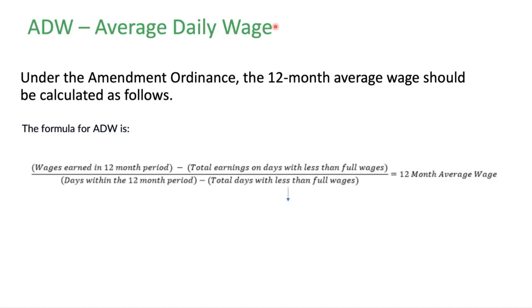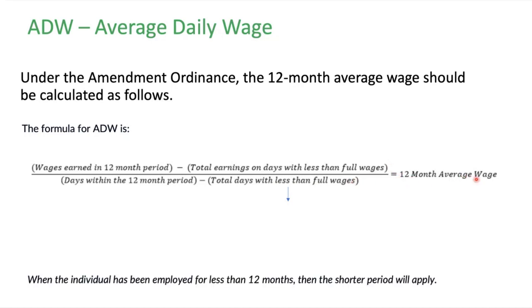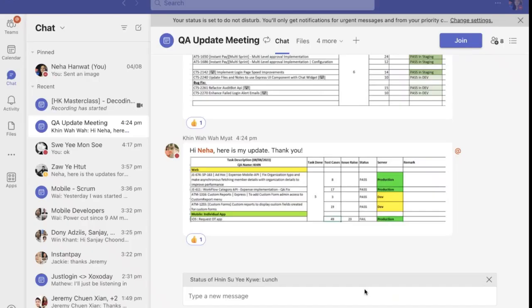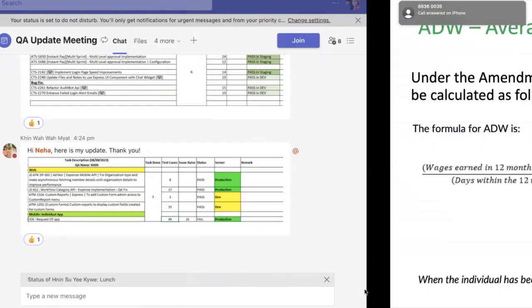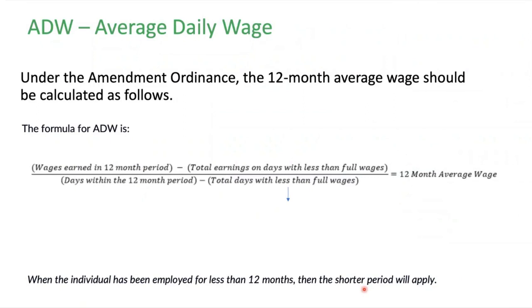sometimes also regarded as disregarded days, which we will look at in the next slides, divided by the days within the 12 months period minus the total days with less than full wage. That is equal to the 12 months average wage. What if an employee has been employed for less than 12 months? Then the shorter period will apply.